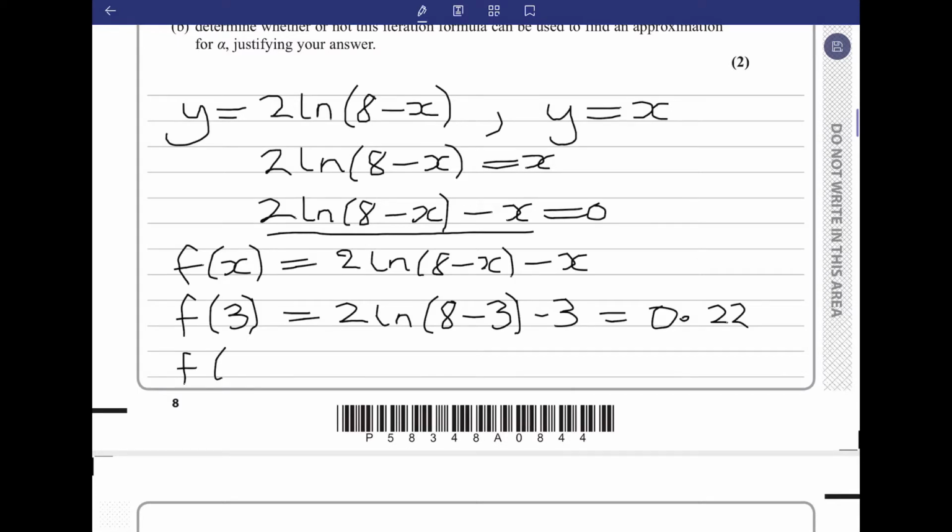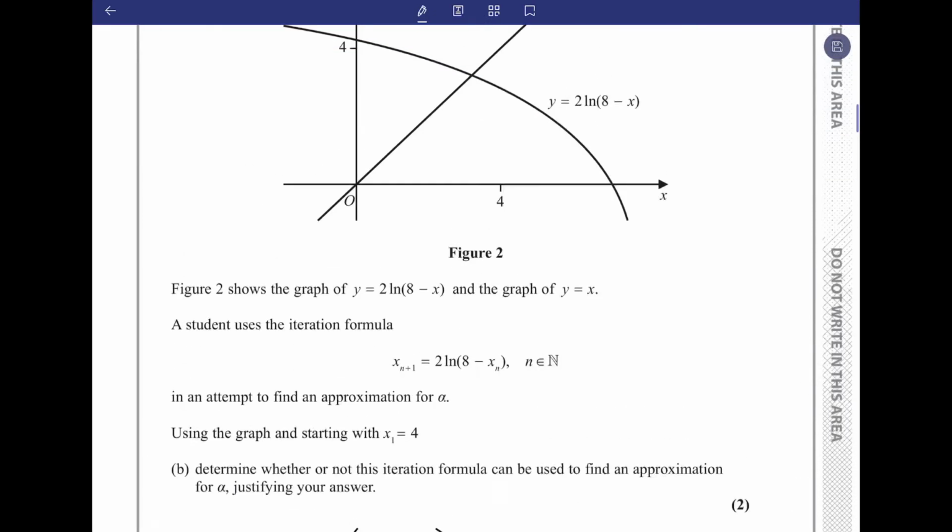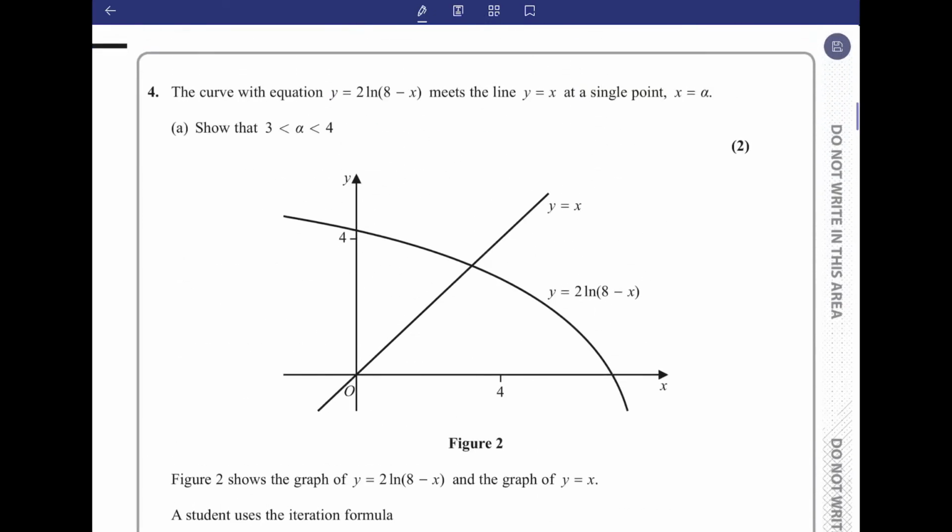Similarly, f of 4 equals 2 natural log of 8 minus 4, minus 4. And no prizes for guessing that this is going to be a negative number. Indeed, it's minus 1.23. So that's that. And yeah, so this function is continuous here as well. There's no breakage in the curve or the line.